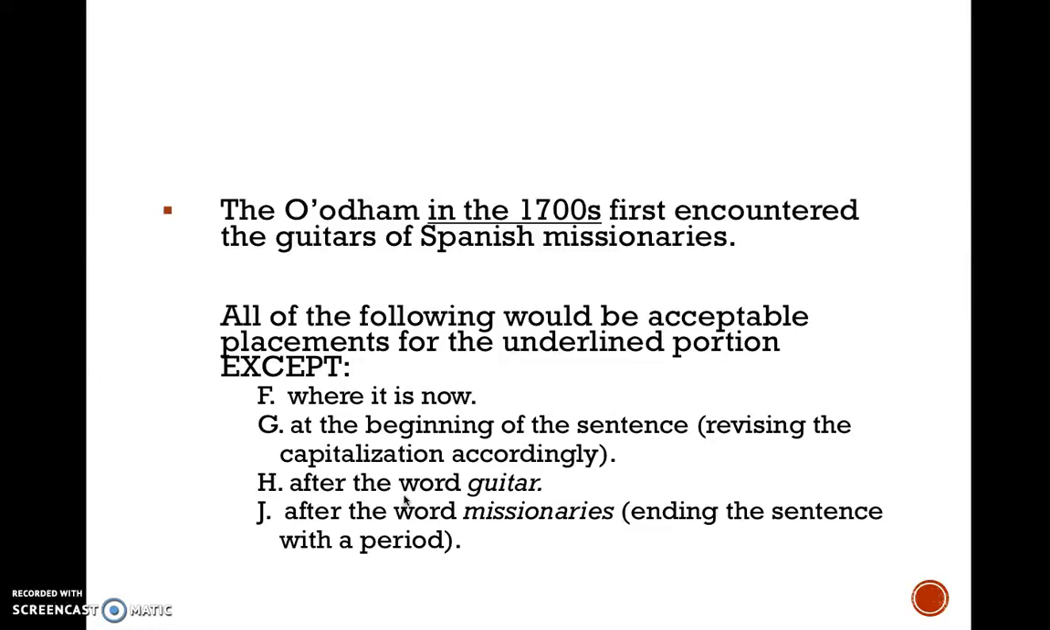Then we want to make sure we look at them all, okay? Least acceptable, right? So after the word missionaries, ending the sentence, the Odom first encountered the guitars of the Spanish missionaries in the 1700s. Because the Spanish missionaries were there and the Odom were there at the same time, it does make sense to have in the 1700s at the end. That works really well. Where it doesn't make sense is having it after the word guitars. It makes the least amount of sense. Could we figure out what it meant? Yeah, but we want to make it very simple for our reader to understand.